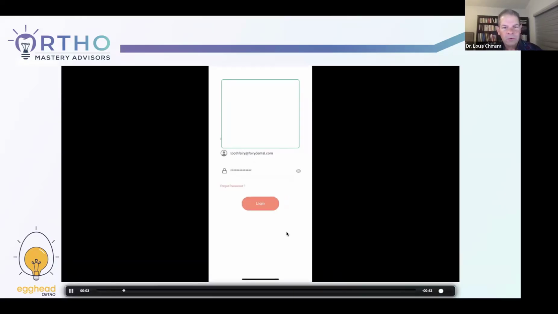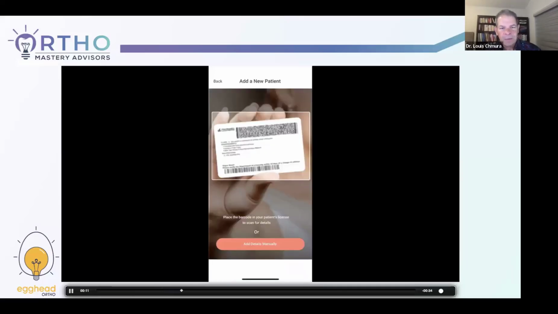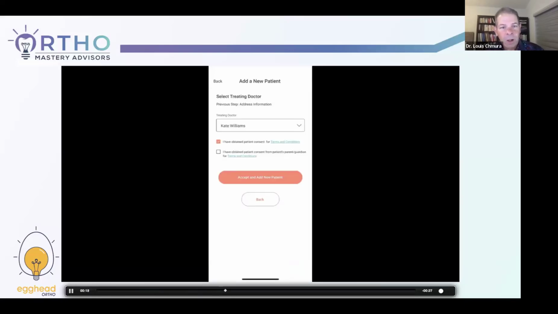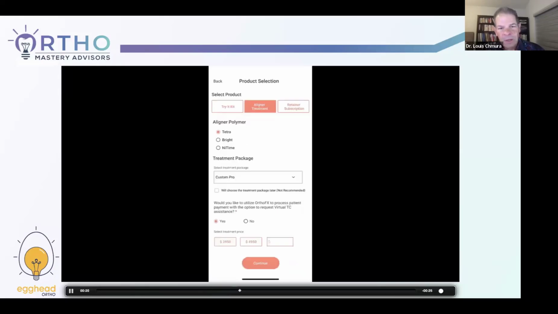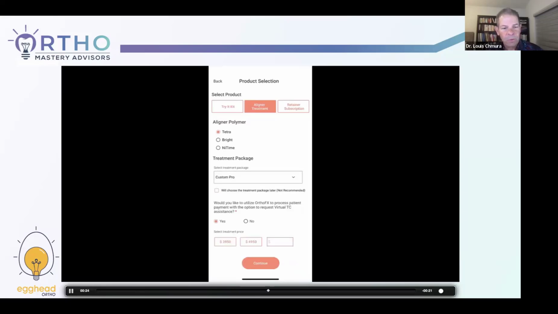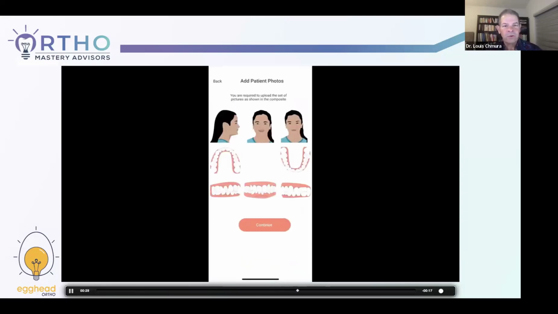So you put in the username and password to sign in, then you decide where you are, which office, make up a new patient, right? You put in their ID information, you can scan in their insurance code and all that sort of stuff. Put all of that in there. You're the treating doctor. You pick the material. Some companies have more than one material. OrthoFX, for example, has more than one material that you can choose.